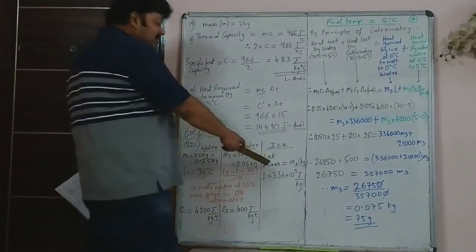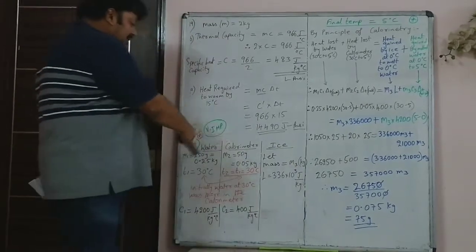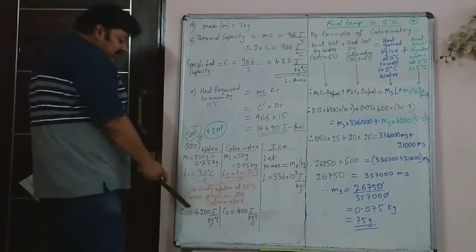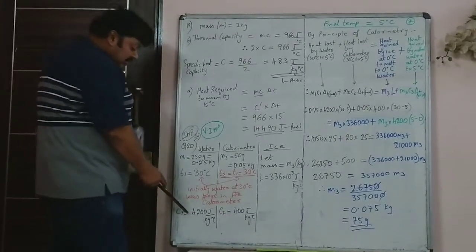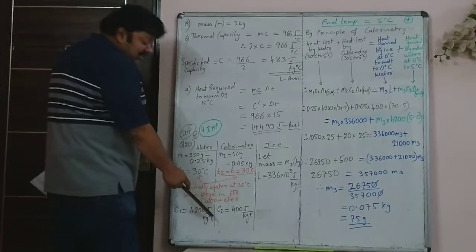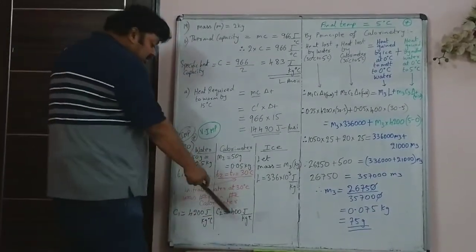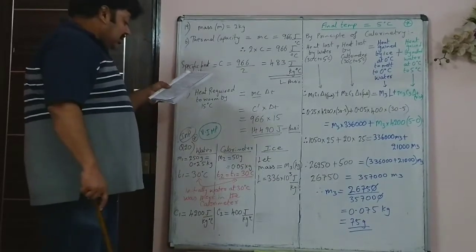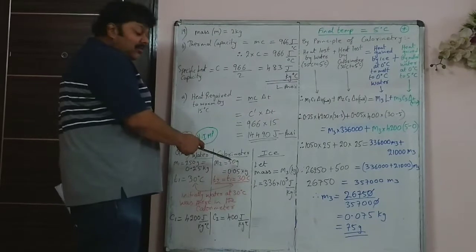Now mass of ice we don't know, well let's say mass of ice is M3 kg. Since everything was in kg, and even C1, specific heat capacity of water, is given 4200 joule per kg degree Celsius. Similarly, you can say C2 is 400 joule per kg degree Celsius. That's the specific heat capacity of copper.